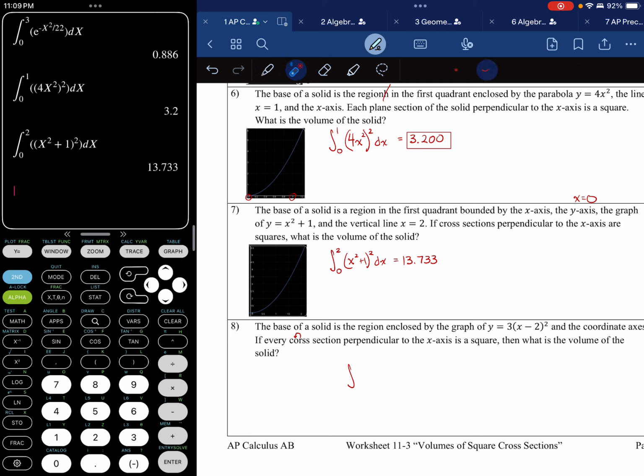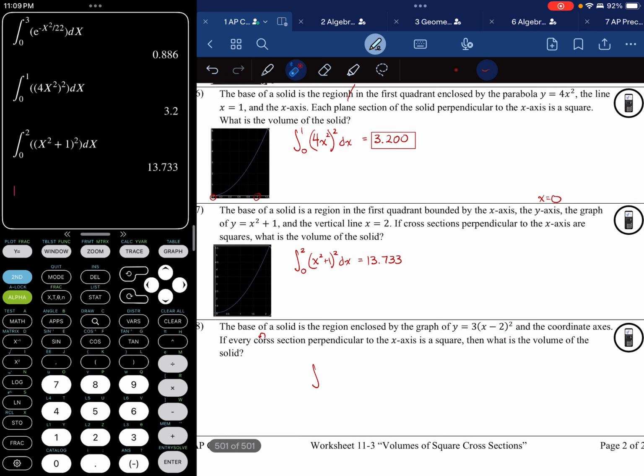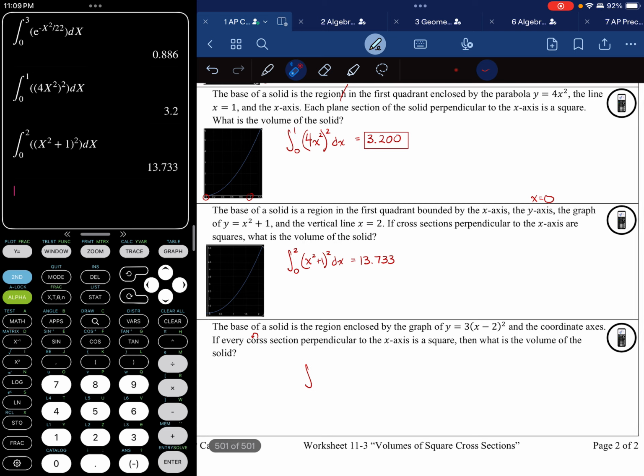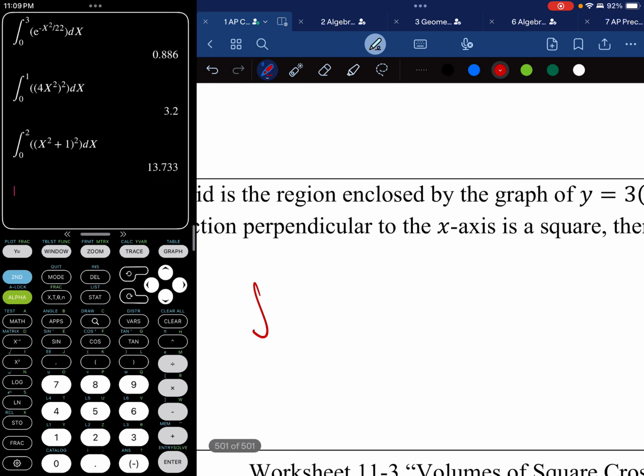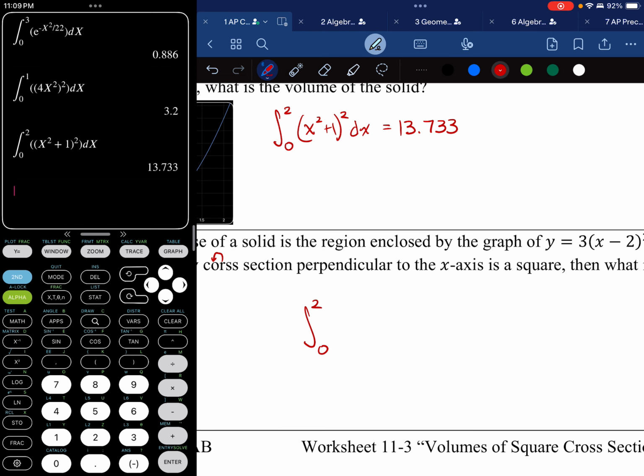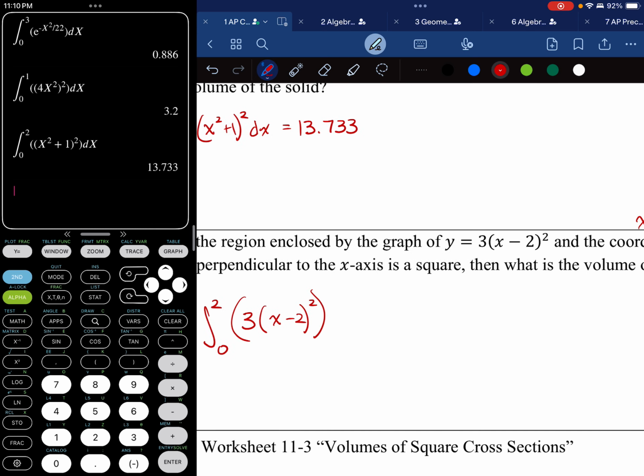Hey, I know this. If I plug in 2 in here, I'm going to get 0. So I'm thinking that the bounds, if it says the coordinate axes, that means the x-axis and the y-axis. If it's talking about the y-axis, that's x is equal to 0. And because I know that this thing turns into 0 when x equals 2, I'm going to guess here. I'll use a calculator to back me up. I'm going to guess it's between 0 and 2 of 3 times the quantity x minus 2 quantity squared. And then that whole thing, again, squared because it's square cross sections, dx.